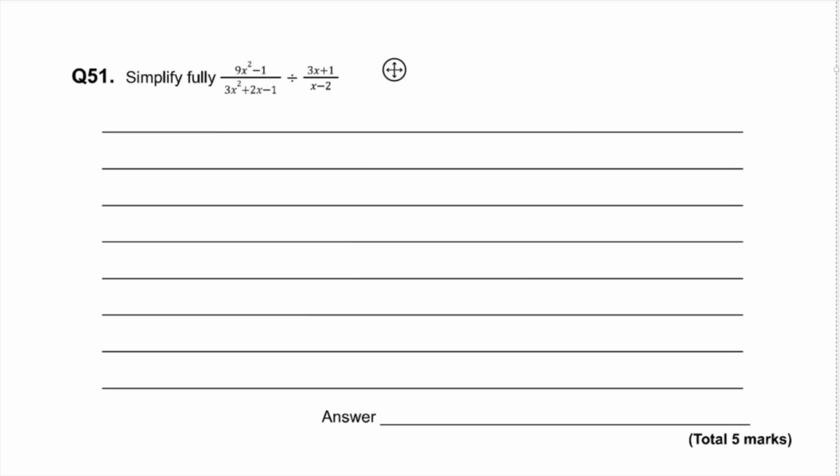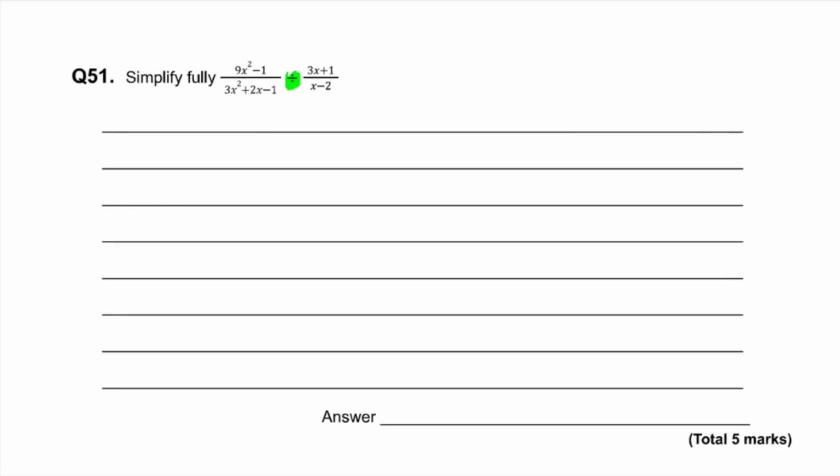Question 51. Again, I've got a difference of 2 squares on the top. I've got a quadratic underneath, and I've got 2 factors, top and bottom, in the second fraction. This time, look, though, I've got a divide. But I can keep change flip on this, isn't it? KCF. Keep the first fraction the same, change the divide to a times, and flip the second one over.